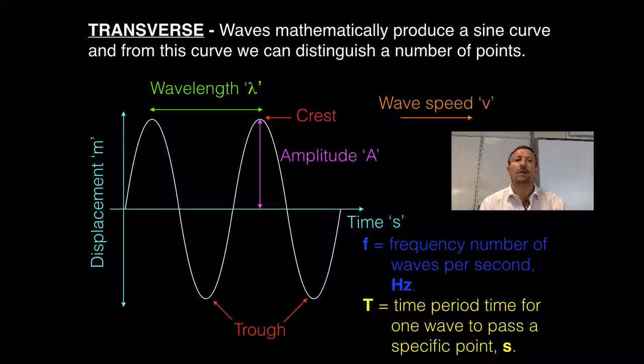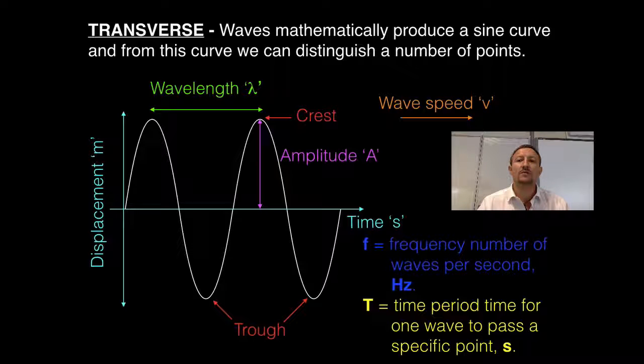So to recap, what can we distinguish from our transverse sine wave? Well, we know we've got crests and troughs. We've got a wavelength, which is the distance of the complete wave or one complete sine wave. We've got the amplitude, which is the size of the wave from the midpoint. Note that it's not the size of the wave from crest to trough. The size of the wave from midpoint to the crest or midpoint to the trough. Each wave has its specific speed, which we'll call V. It's got a frequency, which is the number of waves per second measured in hertz. And we've got time period, which is the time taken for one wave to pass a specific point.